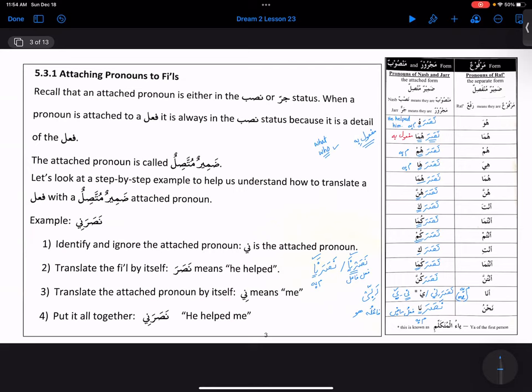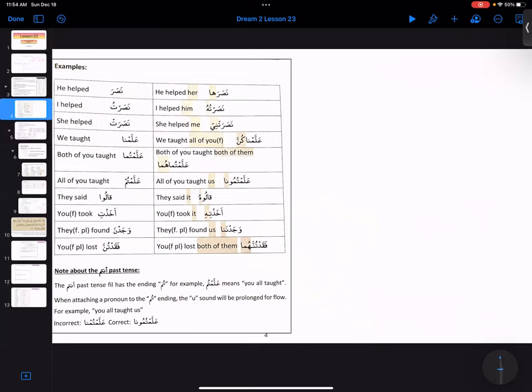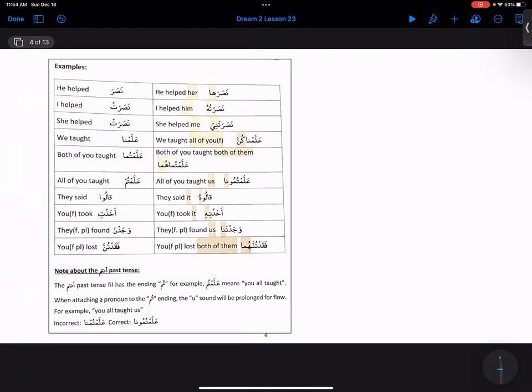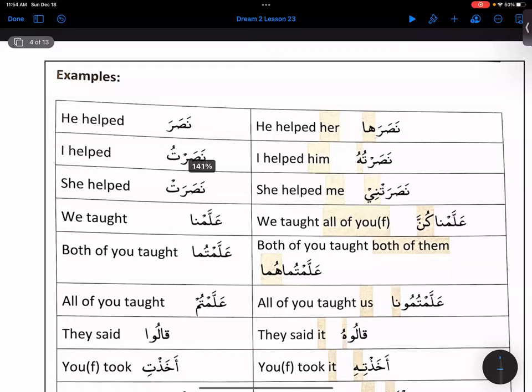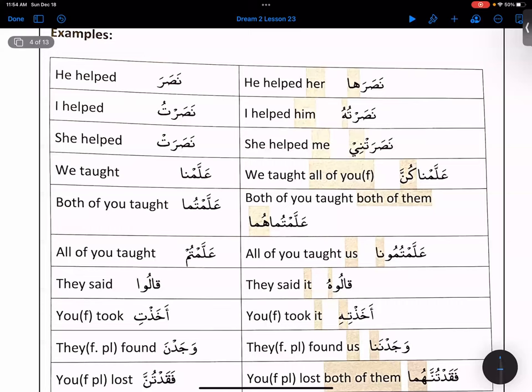Alhamdulillah. Okay, let's do more practice over here. Nasara, he helped. And when I say Nasaraha, he helped her. And now, what is this her? Mafulun bihi. He helped who? He helped her. So this ha is mafulun bihi.